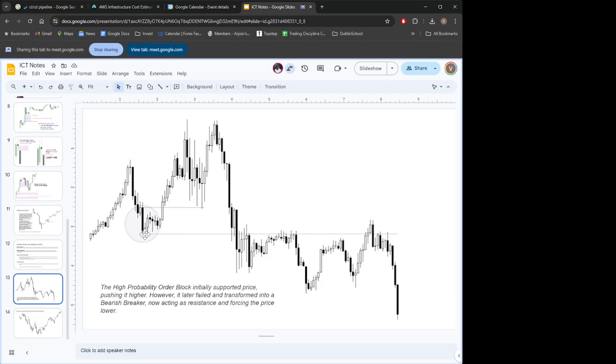So you have to be able to recognize when a breaker block is possible. Okay, did you get it? Yeah. Okay, then I'll show you.